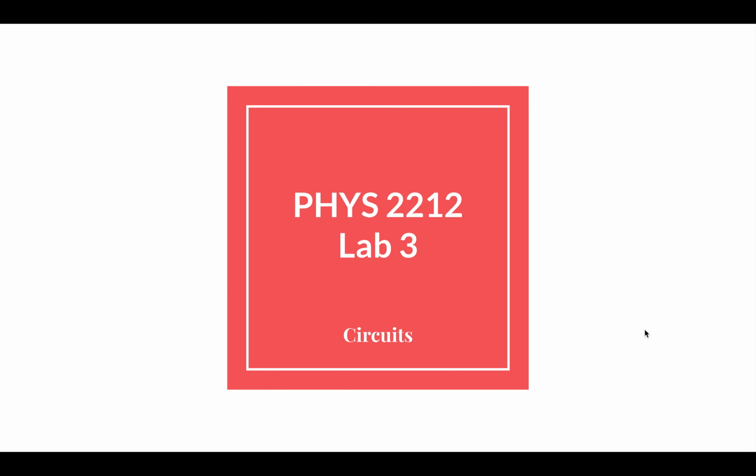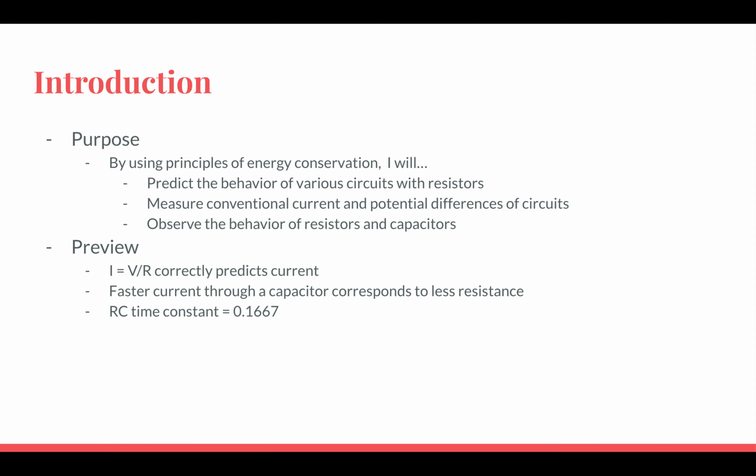Part 3 on circuits. The purpose of this lab is to use the principles of energy conservation in order to predict the behavior of various circuits with resistors, to measure the conventional current and potential differences of circuits, and to observe the behavior of resistors and capacitors. A preview is that I equals V over R correctly predicts current.